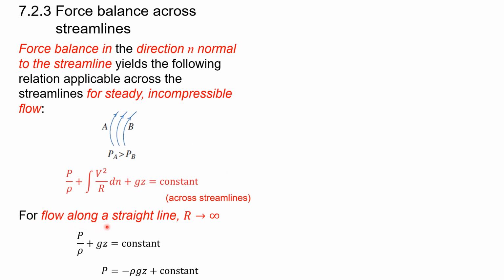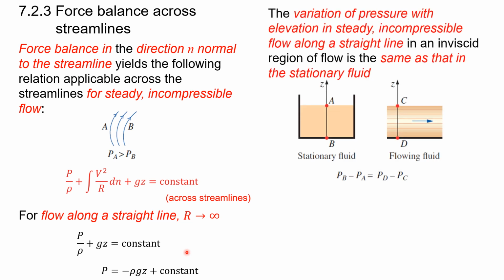Okay, so for the flow along a straight line, R is approaching infinity. So R is the radius of curvature. When it is infinity, the centrifugal component will become 0. Then you will get this formula. So you rearrange it, and you will get this for you to find the pressure at one particular point.